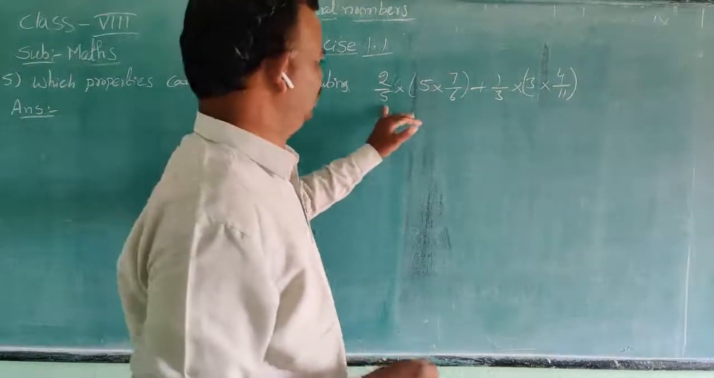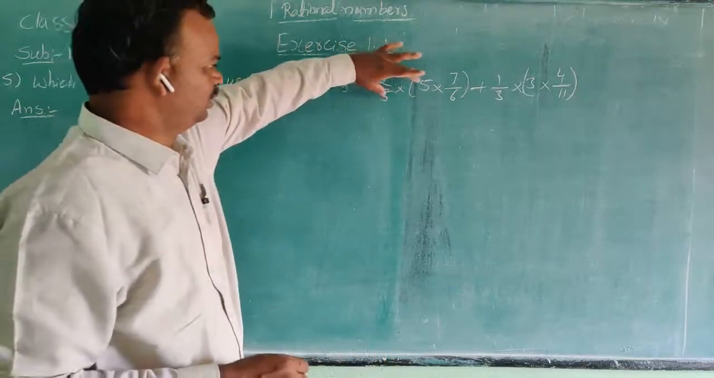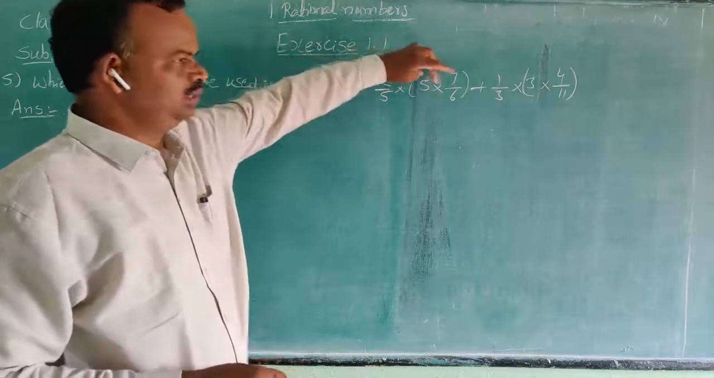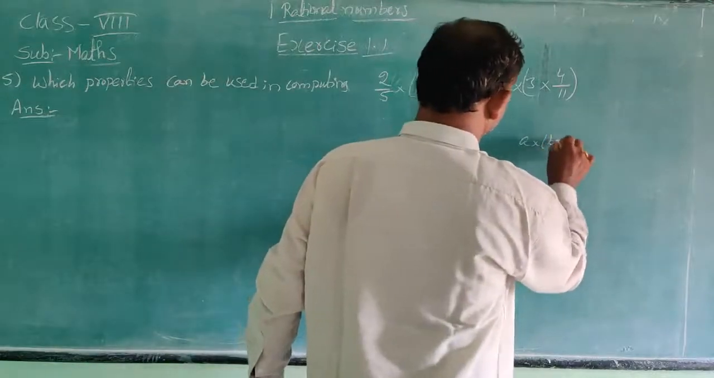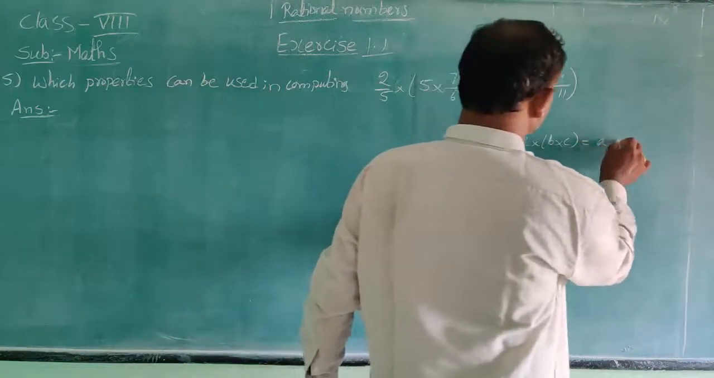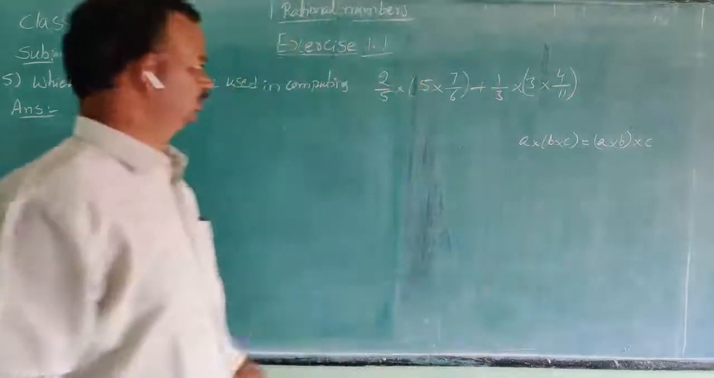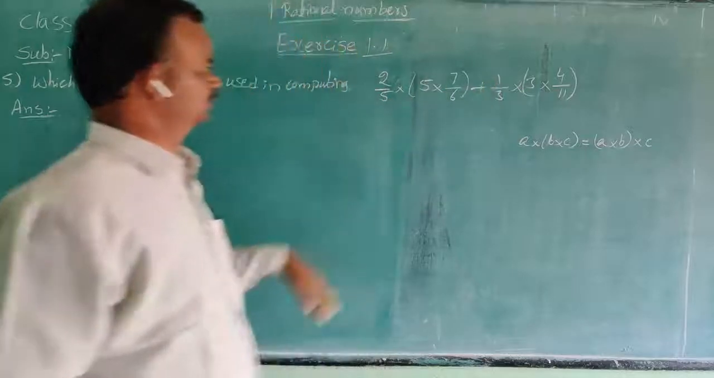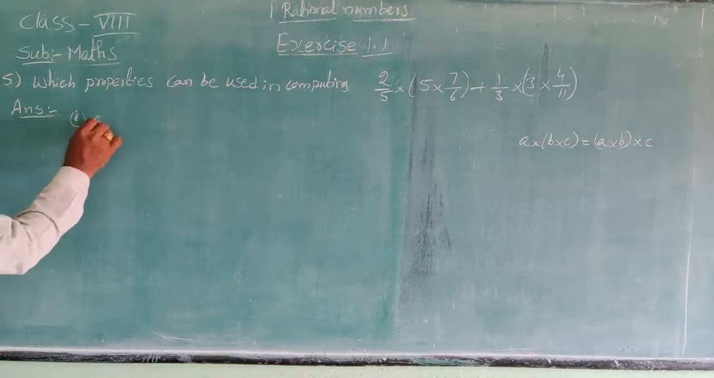Three numbers are there, A, B, C. A into B into C. That means here 5 are cancelled. So A into B into C is equal to A into B into C. You will write associative property. A into B into C is equal to A into B into C. So 5 are cancelled and also here 3 are cancelled. Associative property.